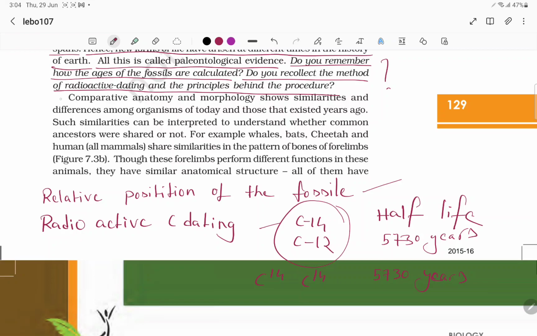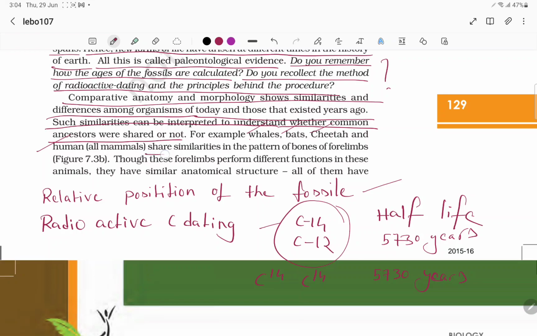Comparative anatomy and morphology show similarities. We have to compare the anatomy, physiology or morphology of different organisms, and the differences among organisms today and those that existed years ago. Such similarities can be interpreted to understand whether common ancestors are shared or not. For example, whales, bats, cheetahs and humans. Whales are mammals, bats are mammals, cheetah is a mammal, and humans are mammals. All are mammals.